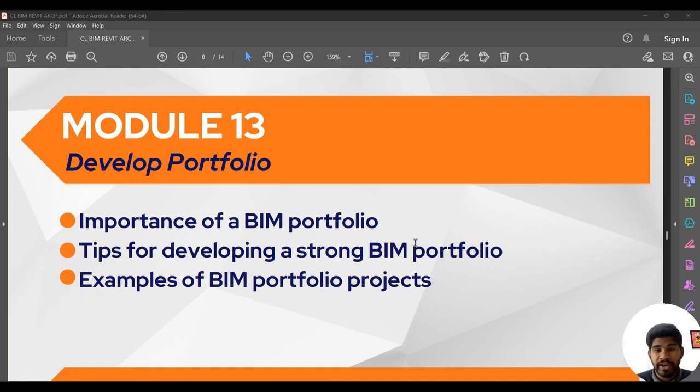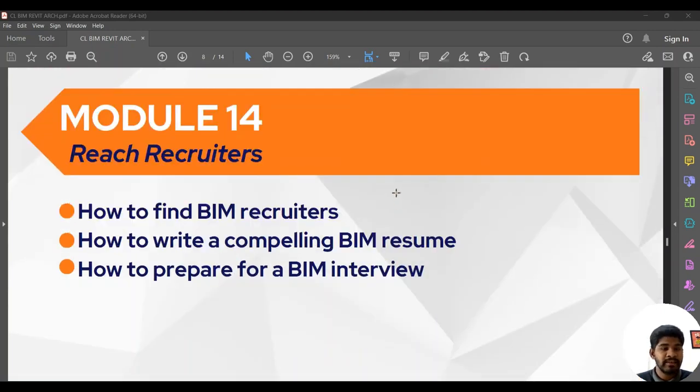Now I will be taking care more of that. Then how to reach the recruiters, how to find the recruiters first and how to find the BIM companies. Then what a typical BIM resume should look like, and how to prepare for the interview. From my side, I will be giving you 100% placement assistance. I will help you to crack the BIM interviews. Yes, that is my assurance.